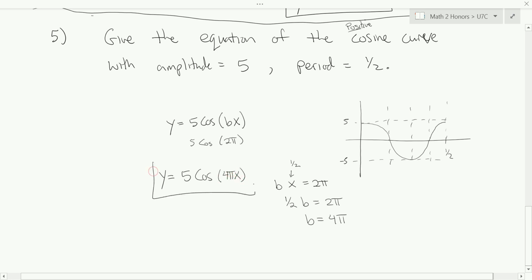All right. So homework is page 5 and 6, and you guys have 10 minutes to start on that. Page 5 and 6.